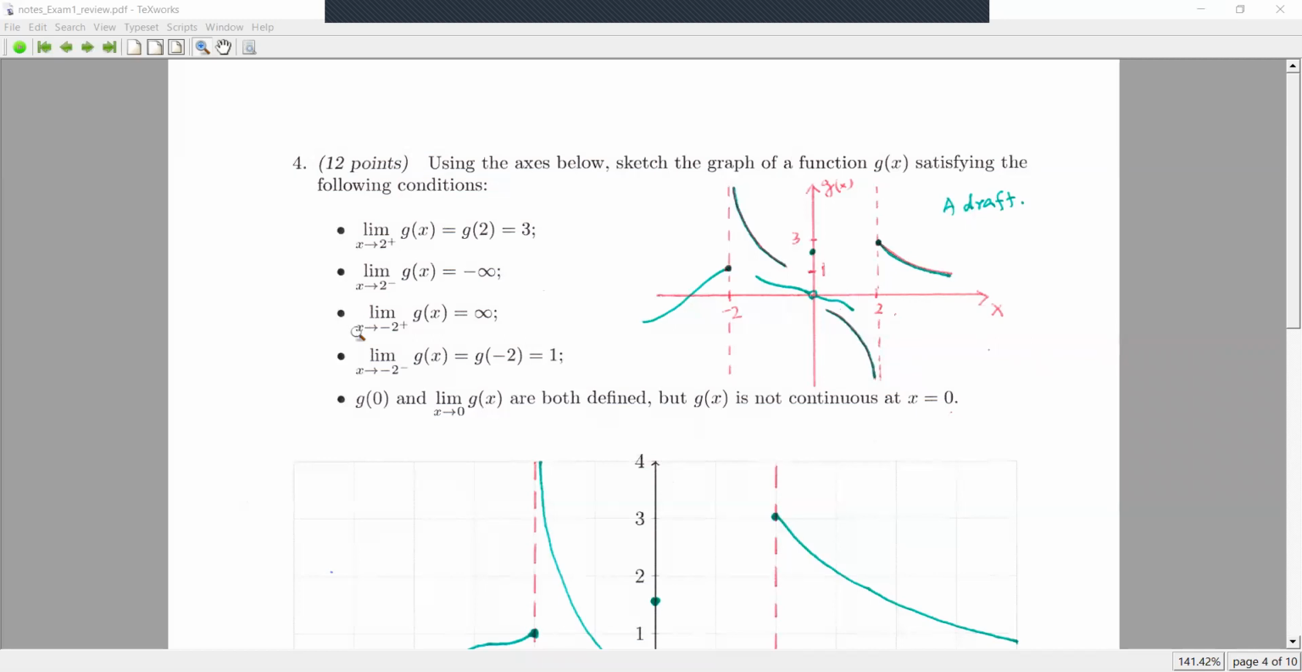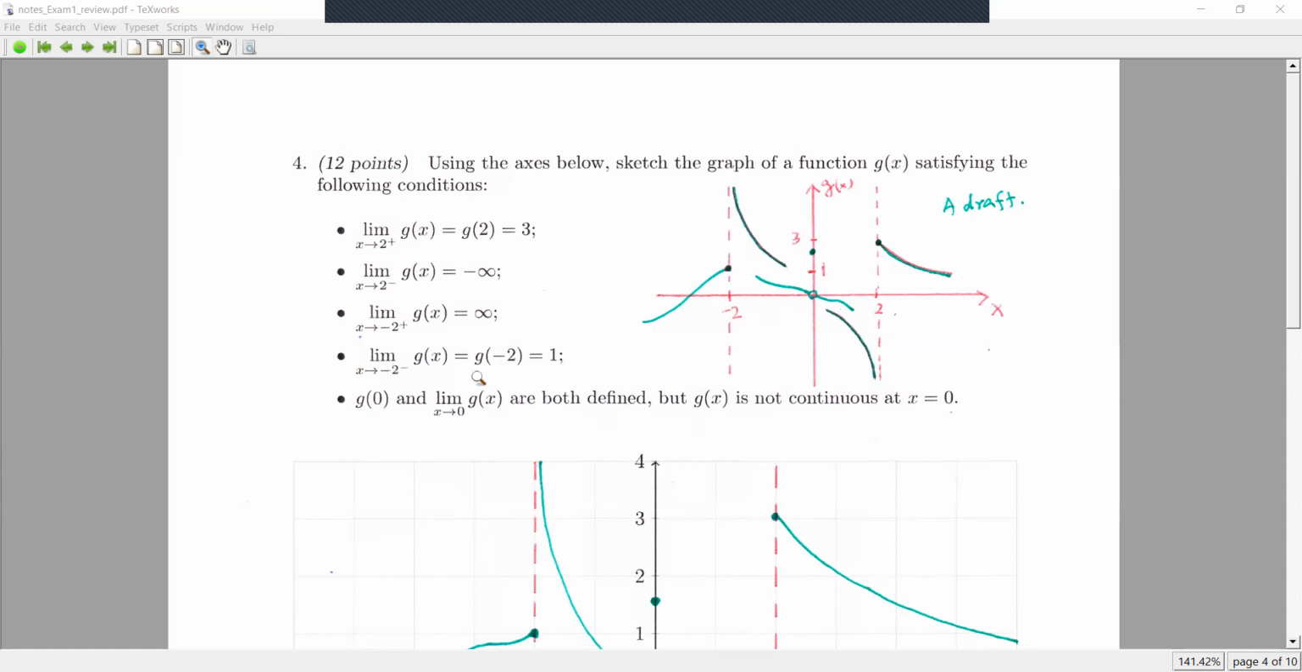Condition 3. As x approaches negative 2 from the right, function approaches positive infinity. On the right side of the point negative 2, I draw a curve. The curve goes up to positive infinity. This vertical line is a vertical asymptote.